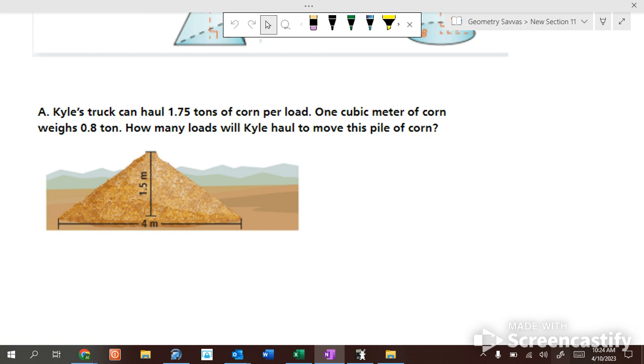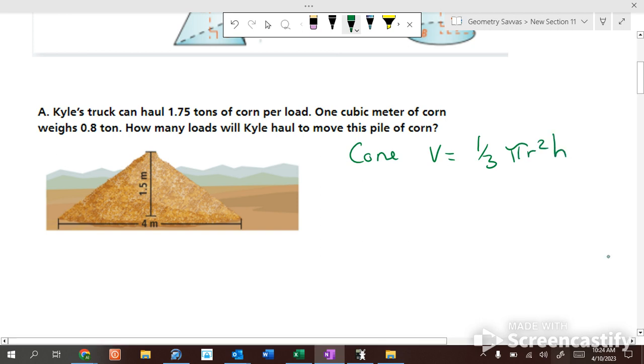Has anybody ever dumped a bunch of sand out of a pail on the ground? Does it make a pyramid or does it make a cone? Cone. It makes a round circle, right? So this is a cone. So the volume of a cone is 1/3 the area of the base, which is pi r squared, times the height.